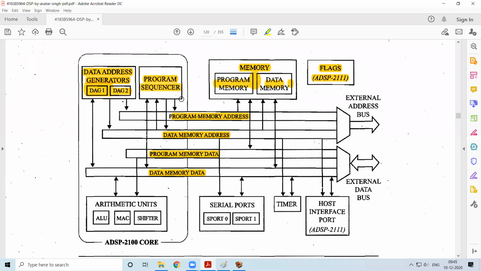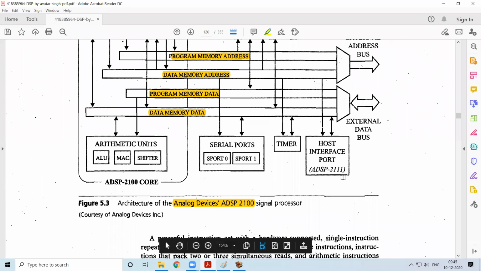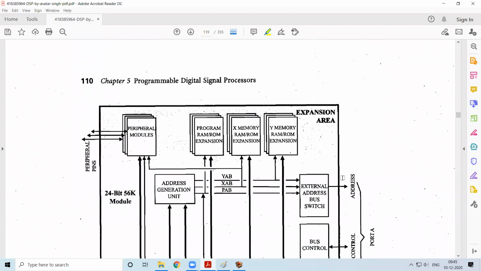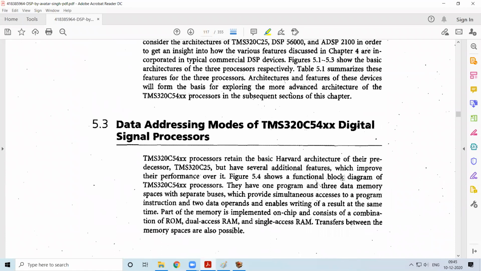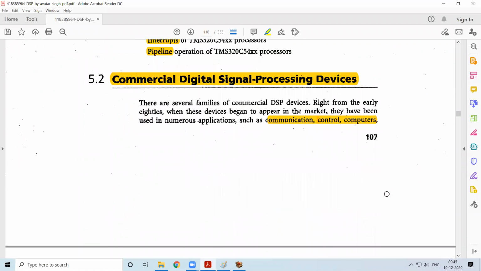Program sequencer also we had discussed in one of the parts. So how do you go ahead with the execution of that program? Those all things will be controlled in this part. So this is just an overview of the analog devices ADSP 2100. The comparison will come after we discuss the architecture. So this is related to the commercial digital signal processors.